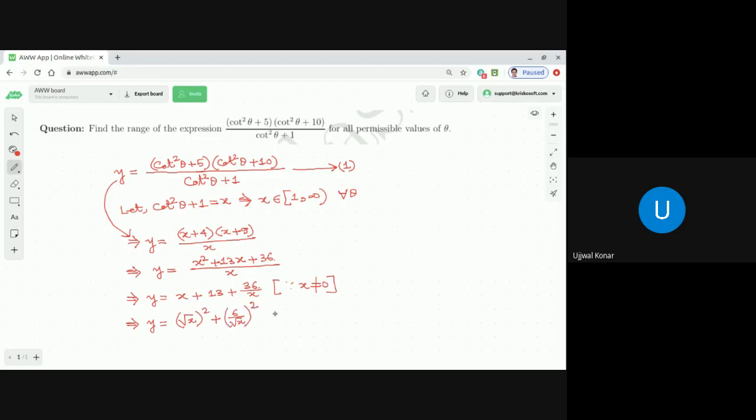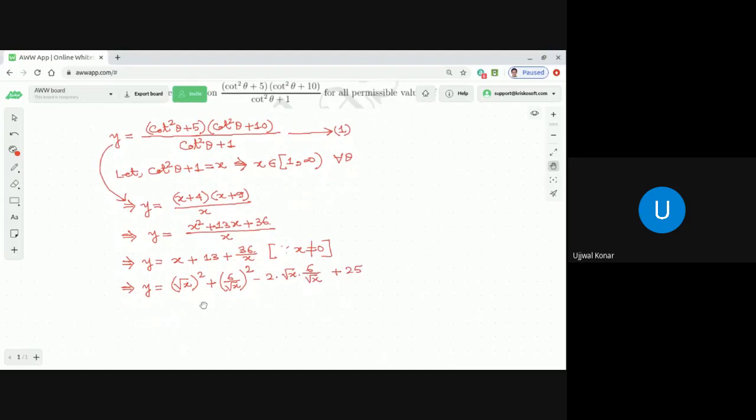Correct? No? And then we write minus 2 into square root of x into 6 by square root of x, that is minus 12. As it is minus 12, to adjust it I write plus 25 so that it is 13, as it is in the previous step, dear students. So what are we going to get from here? We get y is equal to square root of x minus 6 by square root of x whole square plus 25.